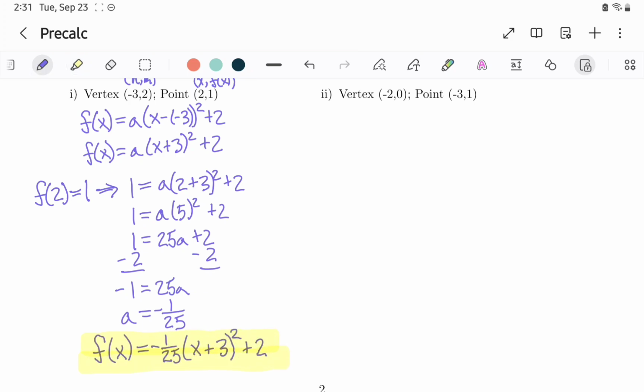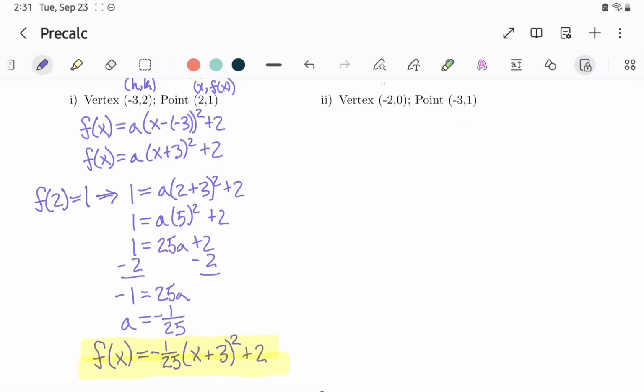All right, so now we want to do the same thing, except here in example 2, we are told that the vertex is (-2, 0), and the graph of our quadratic function is going to pass through the point (-3, 1). So this is our (h, k), and this is our (x, f of x).